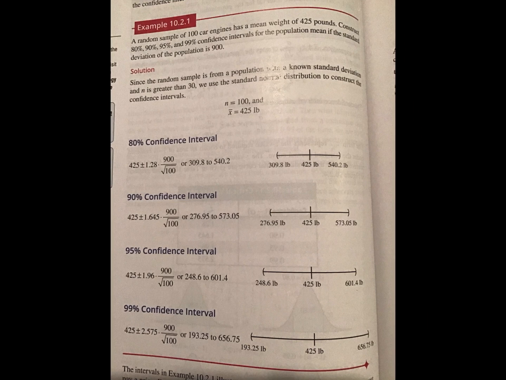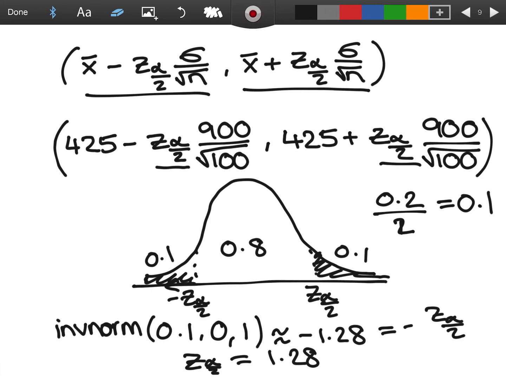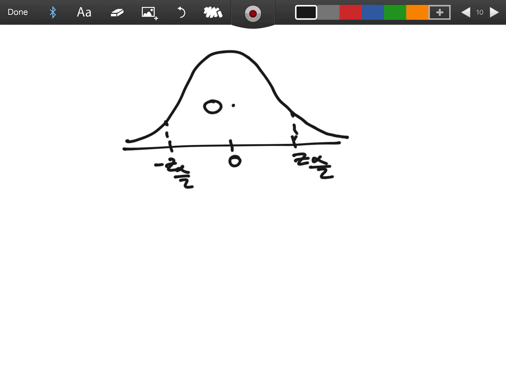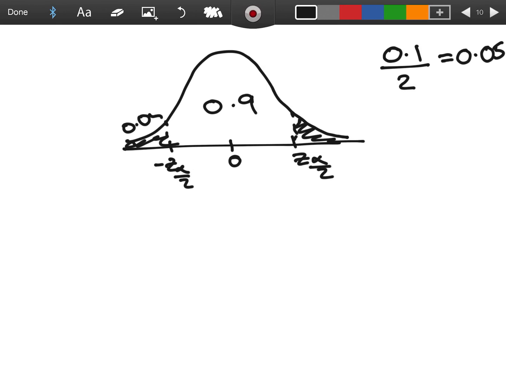Okay. You can do this for a 90% confidence interval. I'll show you this one quickly to get the z values. For a 90% confidence interval, between negative z of alpha over 2 and z of alpha over 2 with a mean of 0, standard deviation of 1, you want 90% of the data to lie between those two values. That means the area on the outside, if I divide that by 2, I'm going to get 0.05. So the area here is 0.05 and the area here is 0.05.